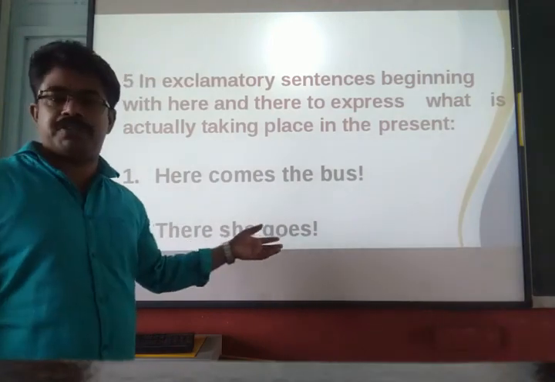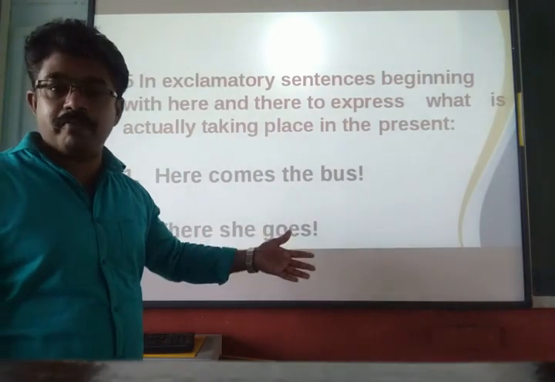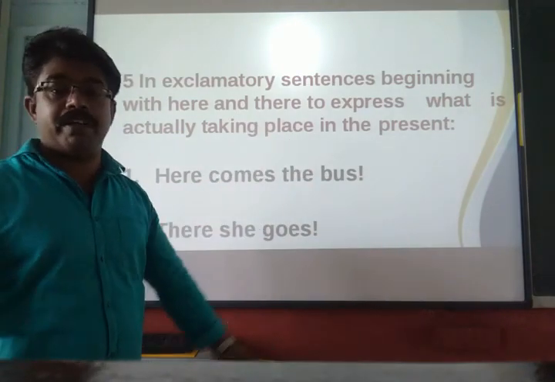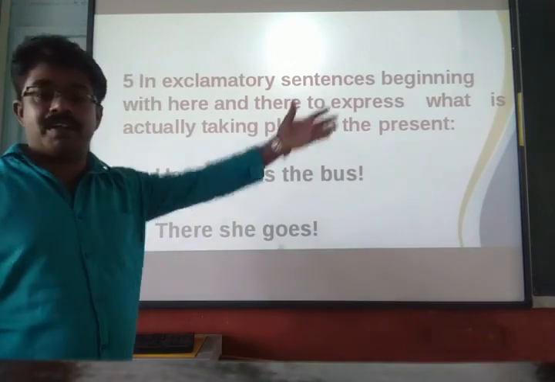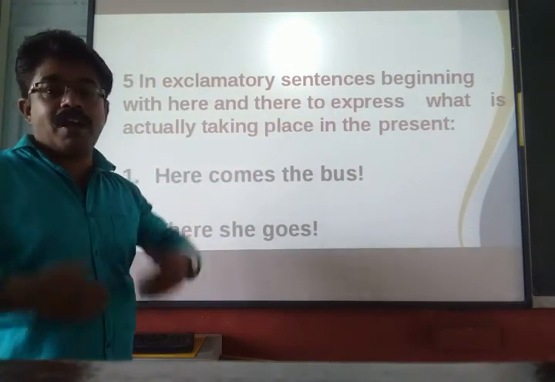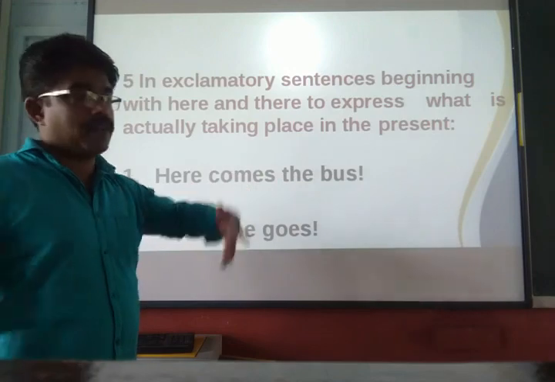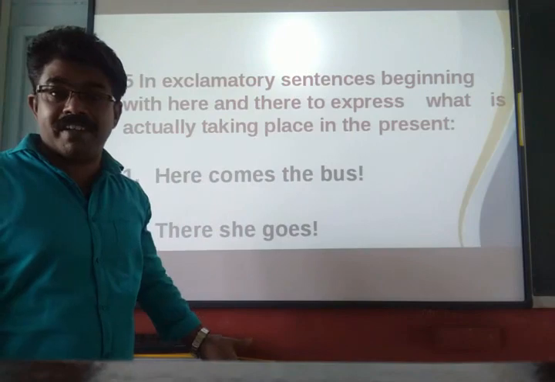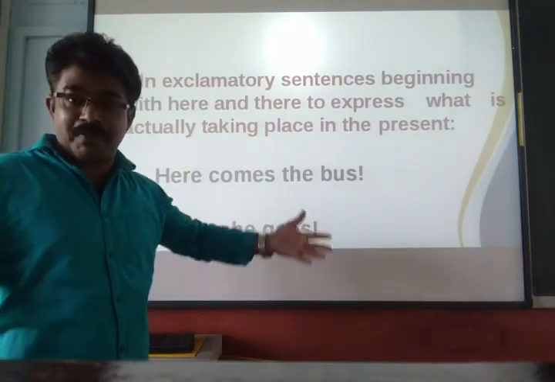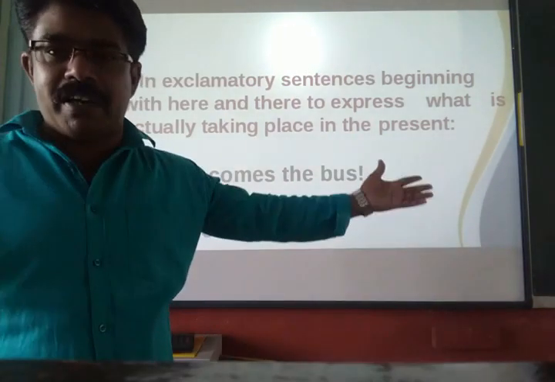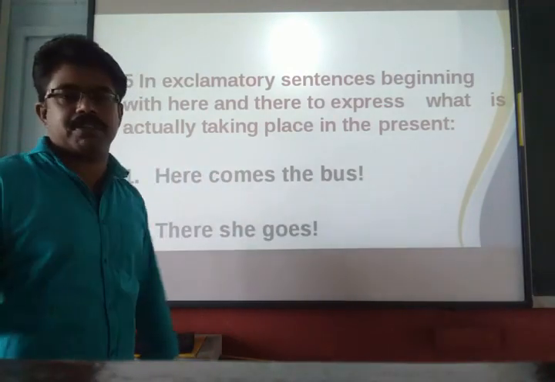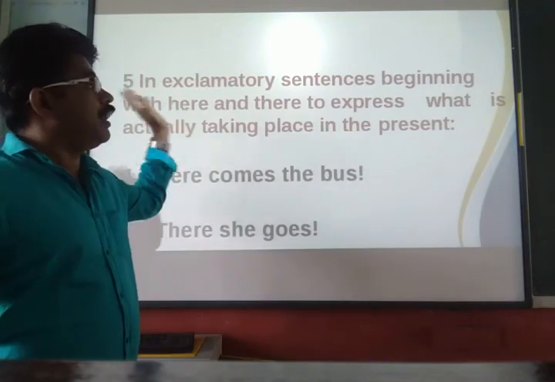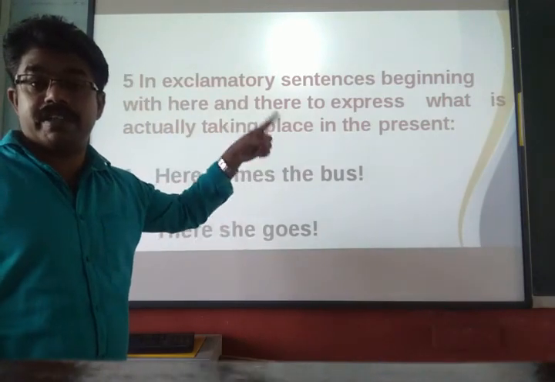Or there she goes. Maybe we have been eagerly waiting for some hero or heroine, and without our notice we see that person going there. So in our excitement we exclaim, there she goes. Here comes our favorite hero. We are all in hero worship, we are all in front. So if somebody comes there, that expression comes. Here comes such a person. There goes. So we spoke about the fifth one, exclamatory sentences starting with here and there.